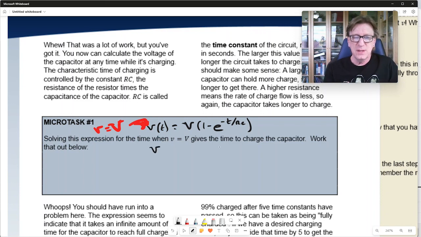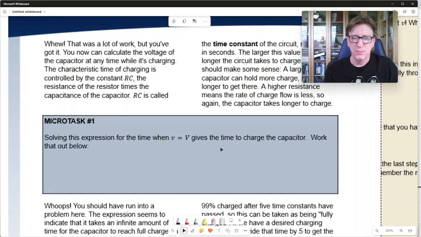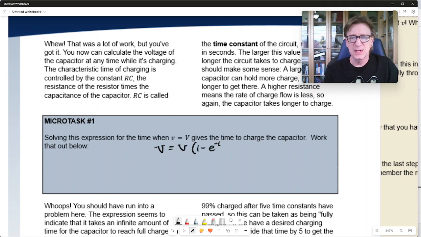So I get V equals V times 1 minus e to the minus t over RC. Well, okay, these can cancel, and so I'm left with 1 equals, whoops, I wiped it. Let's try it again. So I've got capital V is equal to capital V times 1 minus e to the minus t over RC. And now these cancel, and so I'll be left with 1 equals 1 minus e to the minus t over RC. Subtract that out, and I get 0 is equal to e to the minus t over RC.